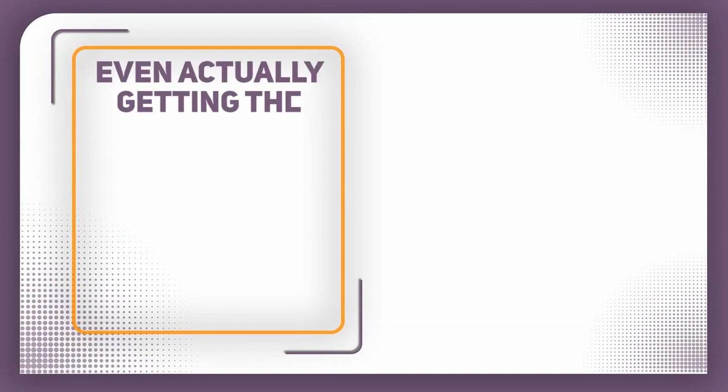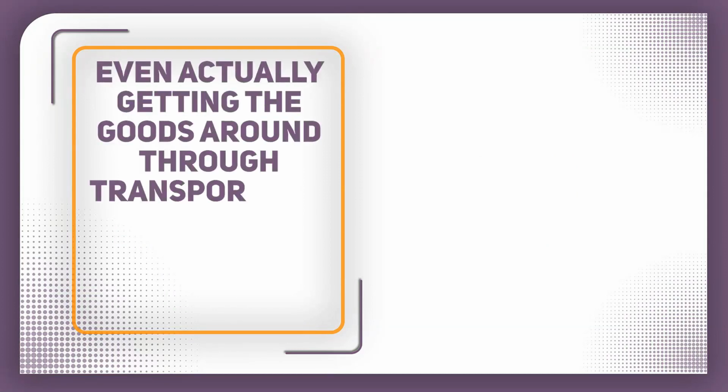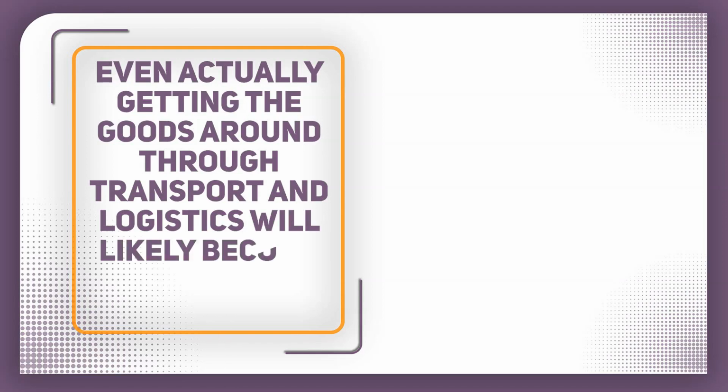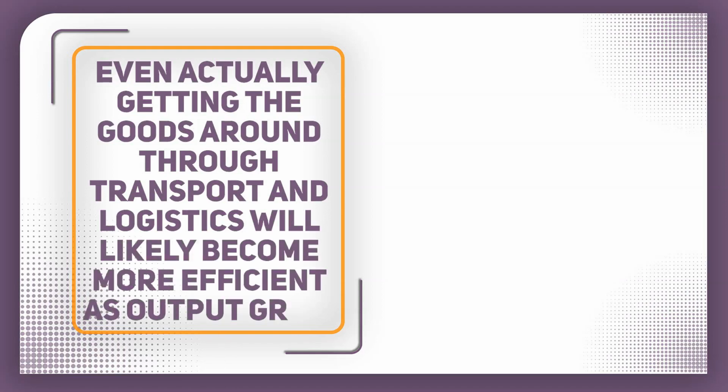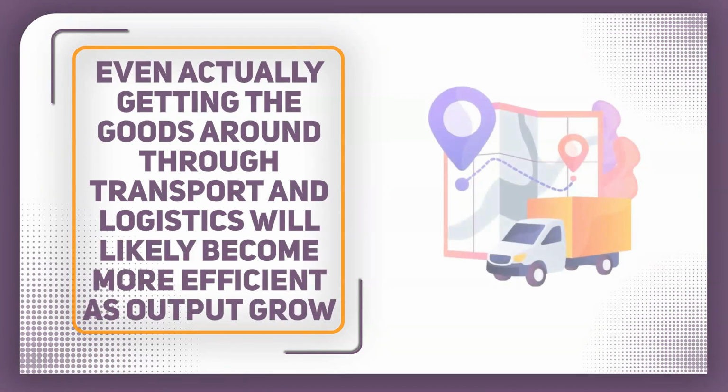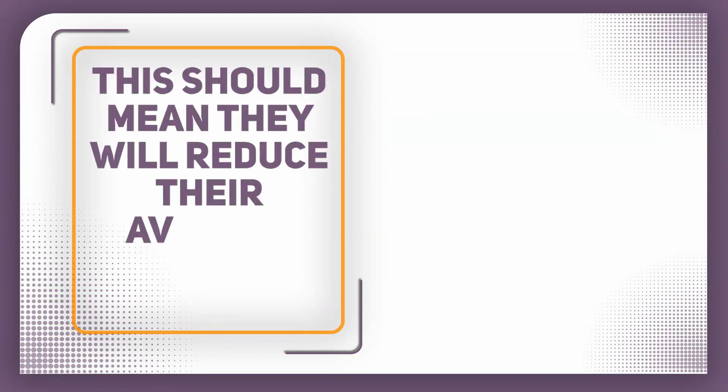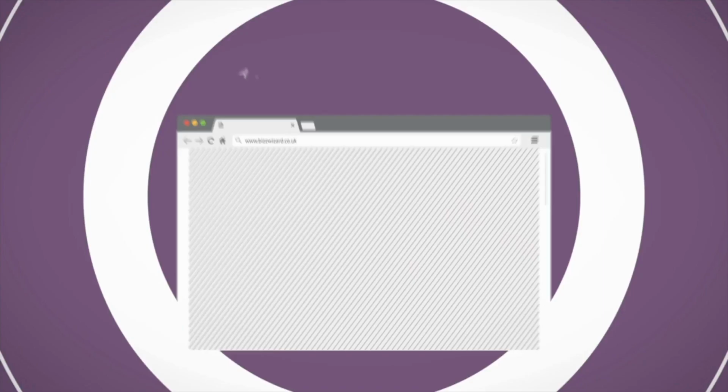Even actually getting the goods around through transport and logistics will likely become more efficient as output grows. Instead of lots of trips delivering items in a small car or a van, bigger businesses will use lorries and reduce the number of trips and the amount of labour needed for the deliveries. And this should mean that they will reduce their average cost per unit.